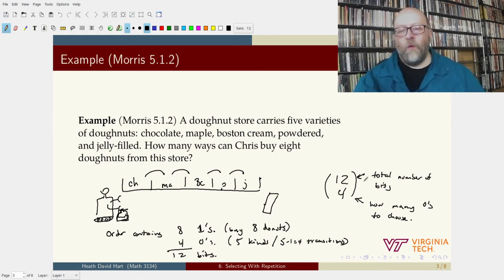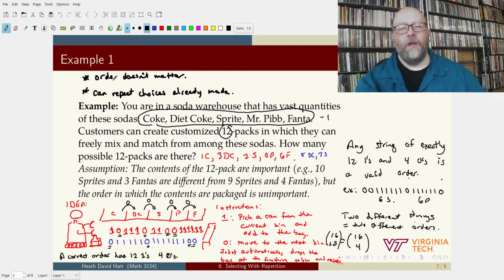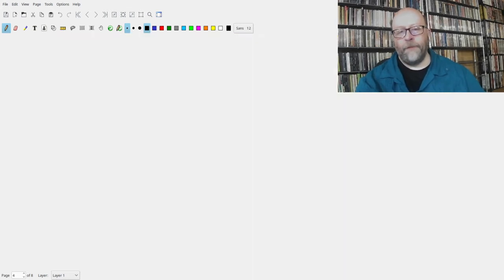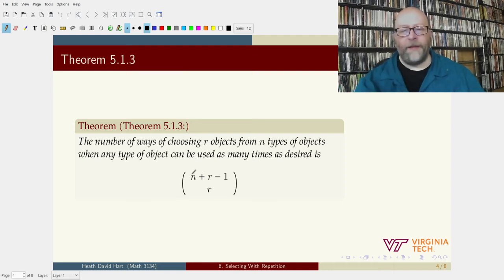All right. We have this algorithm for solving this problem by converting the actual selection process into something in binary that we can count. And we've never used this kind of strategy before, but this strategy works for these specific problems where the order doesn't matter and we can repeat choices. Okay?